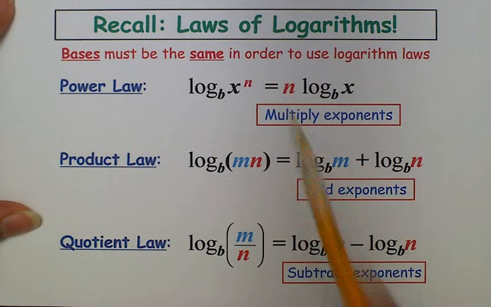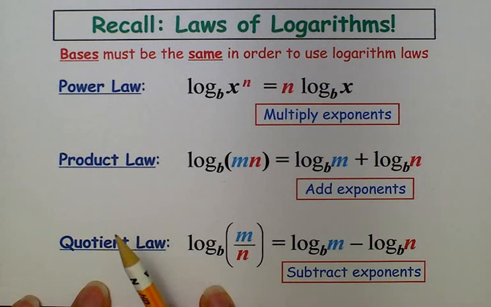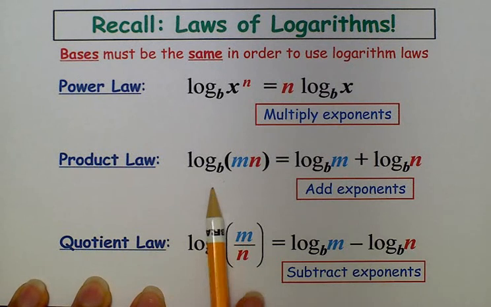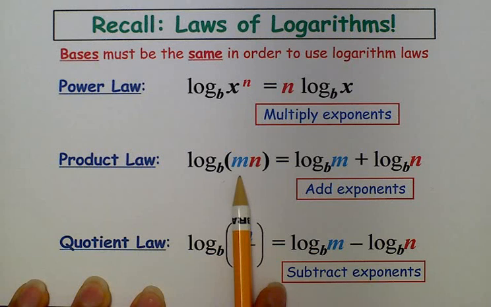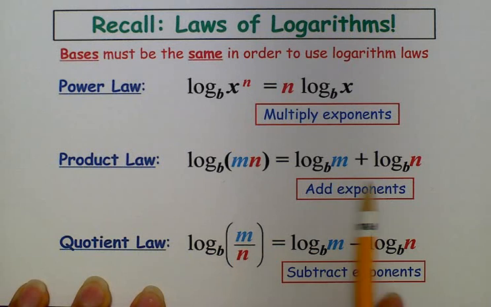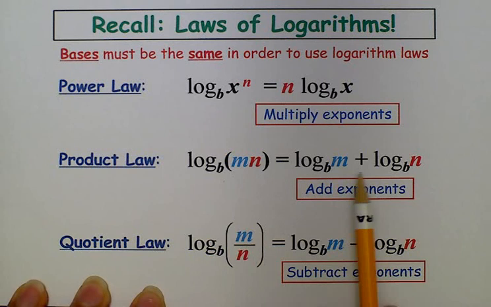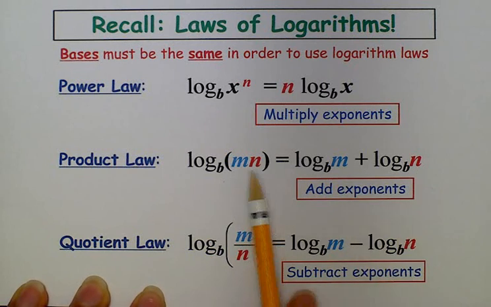Okay? The product law looks at multiplying powers with the same base, and typically what you did when you were looking at exponent rules is you added exponents. And so the product law, whenever you have the log base b of m times n, you can actually add the log base b of m plus the log base b of n. Okay, same holds true if you're going backwards. If you have addition between logarithms that have the same base, you can multiply the power part.